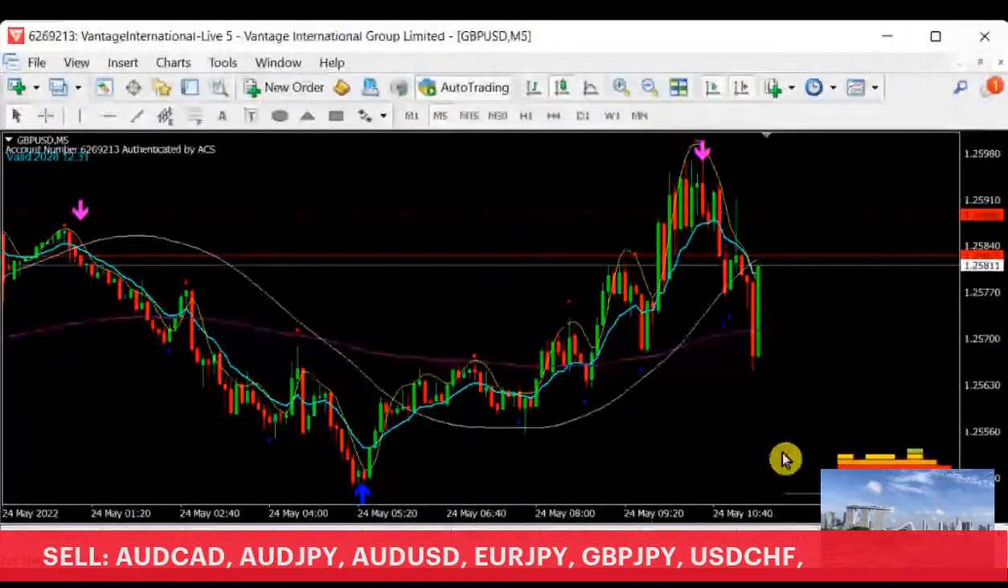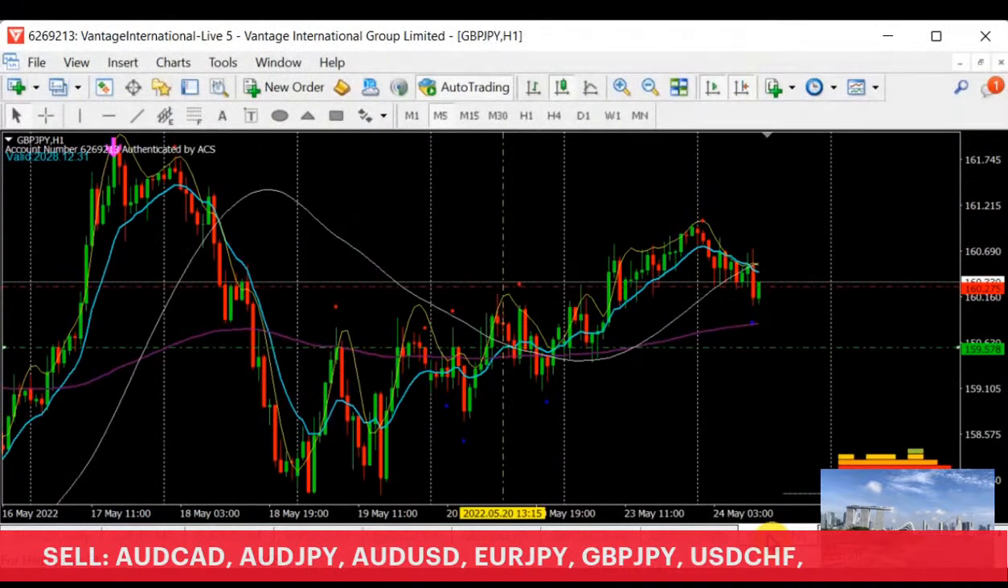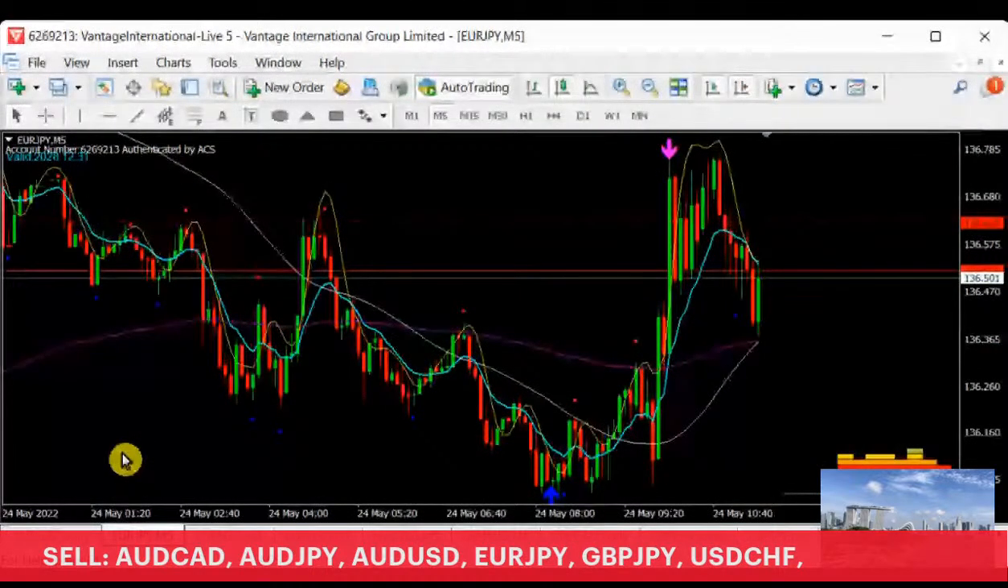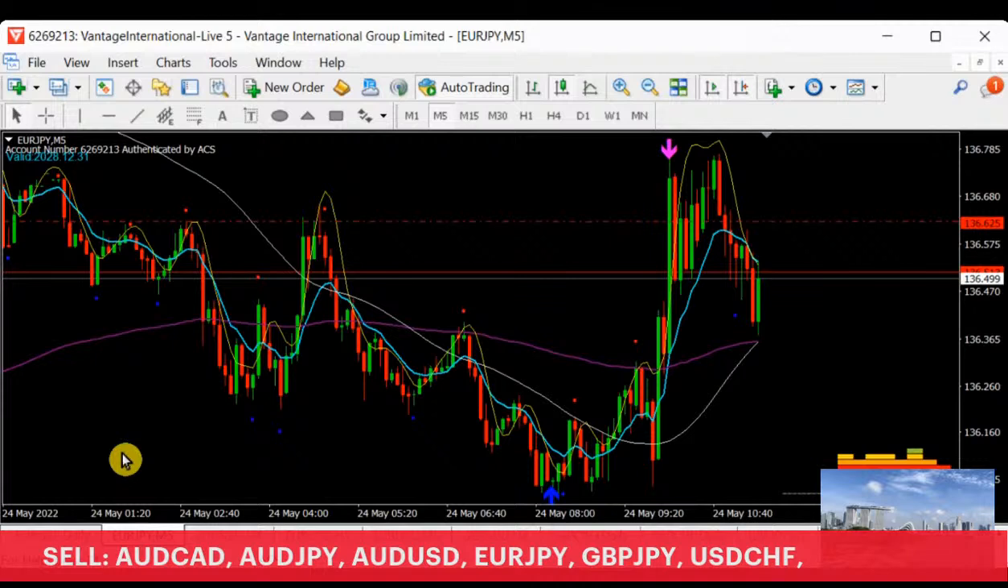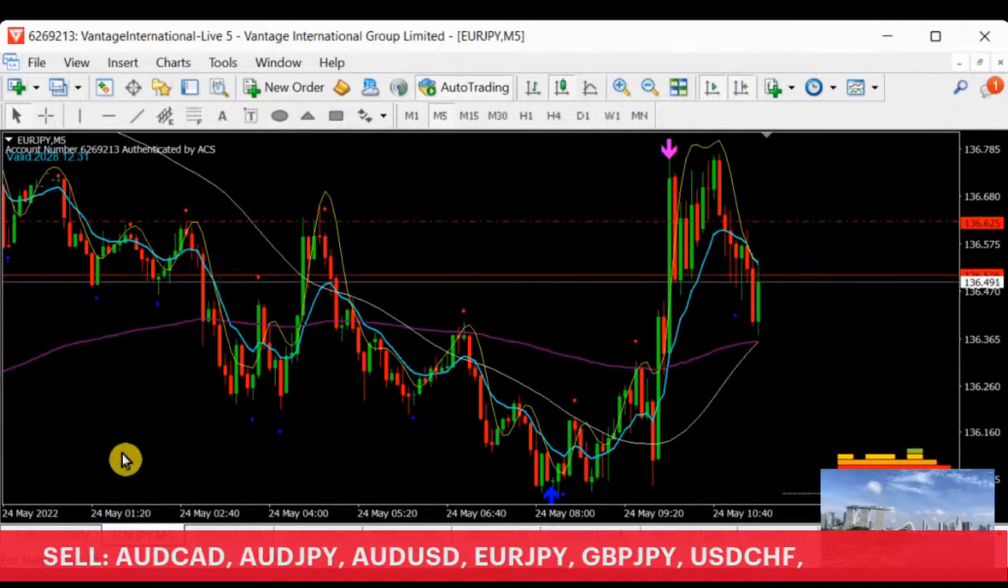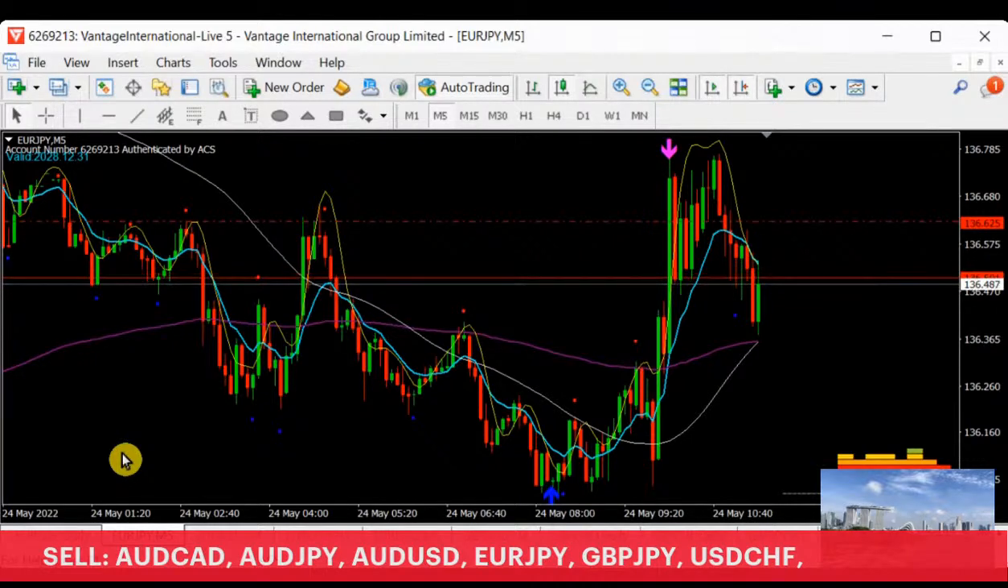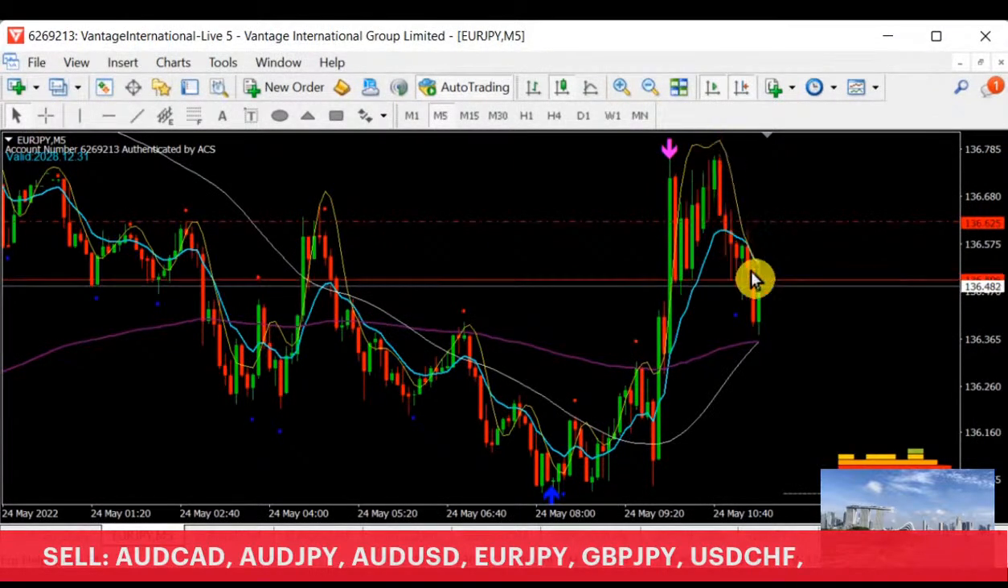Okay, pound dollar is actually having a rejection now. So retrace upwards. Go to this pound yen, euro yen. Okay, euro yen over here. Take note, euro yen over here, we are now below the resistance area.